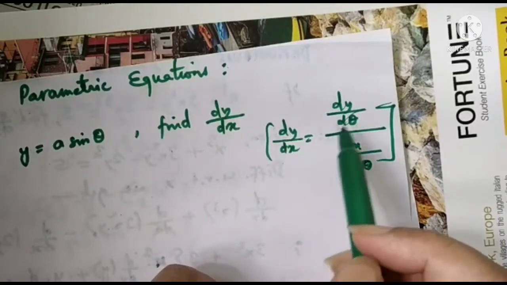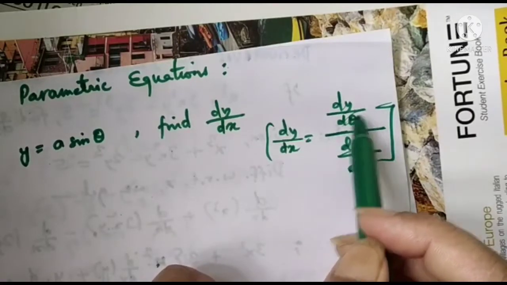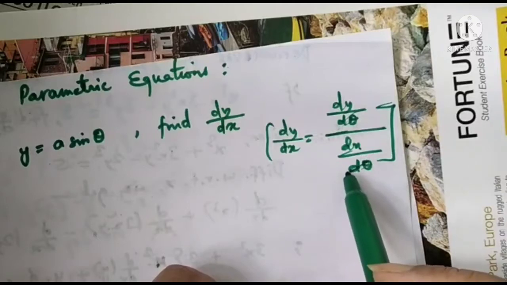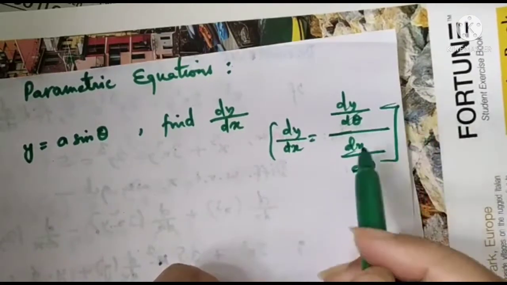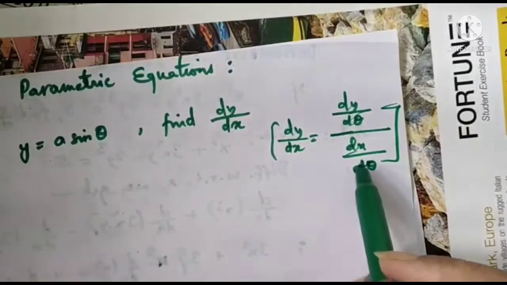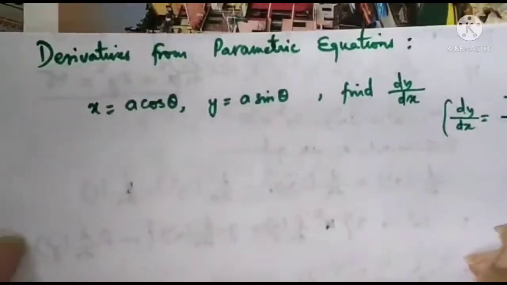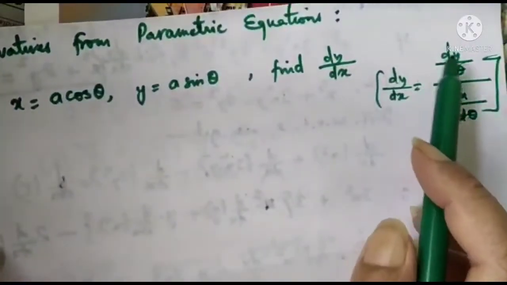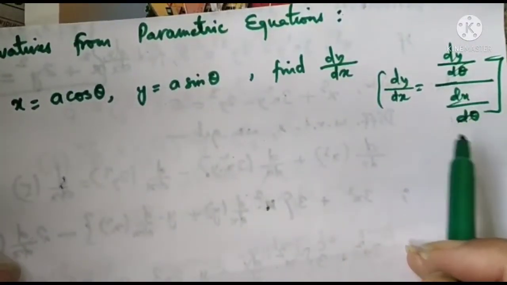Just understand in that way. Actually, that doesn't happen, okay? You're not allowed to cancel d theta and d theta. Don't think that. Okay, just for your understanding, just to keep it in mind, just think that d theta and d theta goes away and you are left with dy by dx. Okay, so I need dy by d theta and I need dx by d theta.